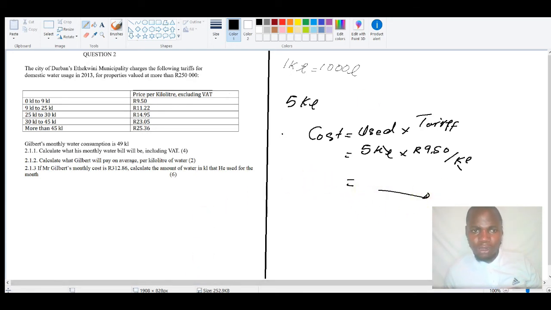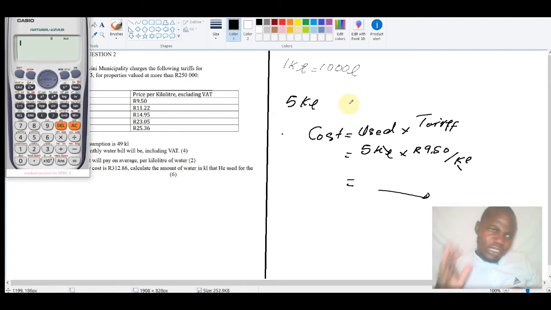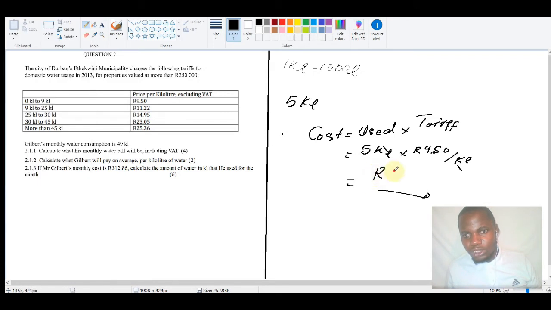If we use our calculator, let's see. Please, I always emphasize, your calculator must be your best friend. Make sure you always have a calculator. If you don't have one, try to get one. Because if you don't use your calculator throughout the year and think you will use it in an exam, you will be one of those kids who feel the time of an exam paper is not enough. So we calculate, and you get 47 rand 50. That means if you use 5 kiloliters of water, you will pay 47 rand 50.